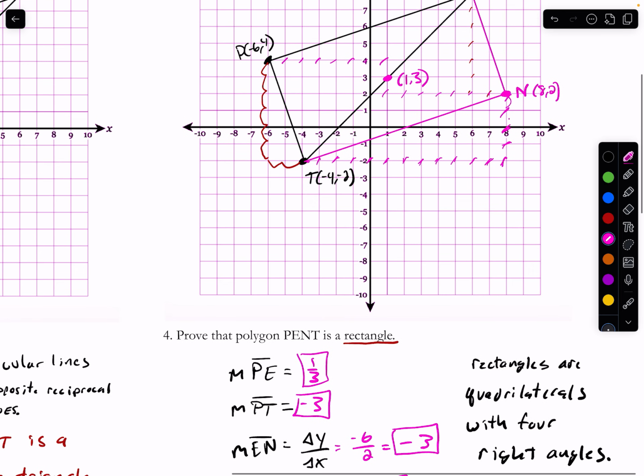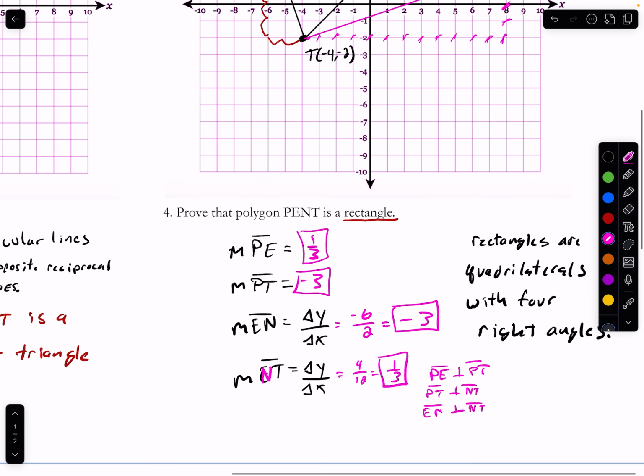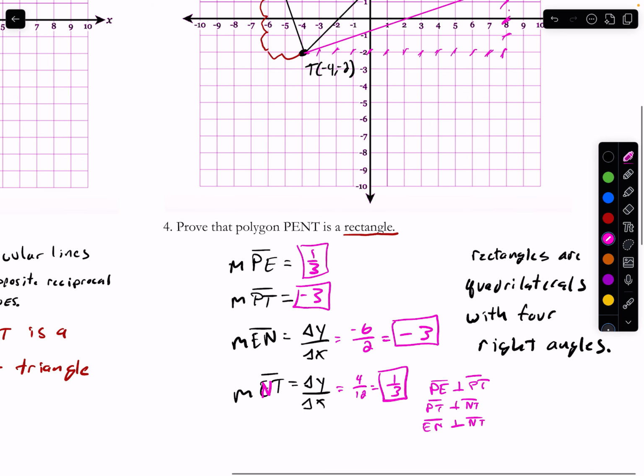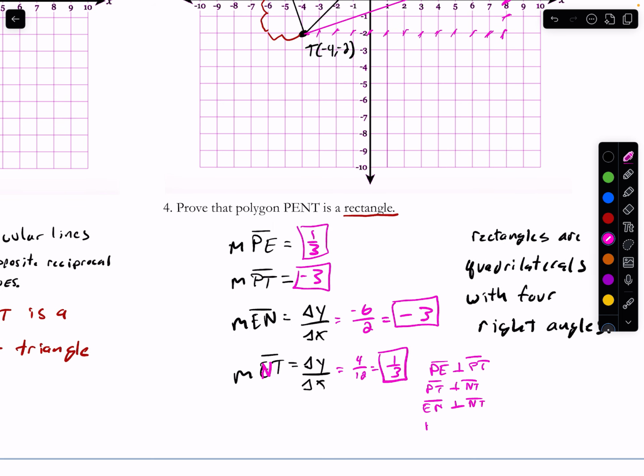Where is our last one? PT to PE. Do we have that yet? Yep. PT to NT. We've got it. So we need PE to EN as our last one. So PE is perpendicular to EN.